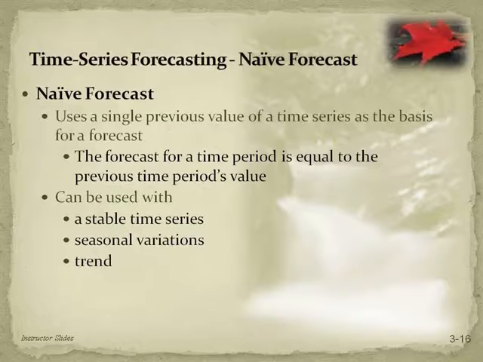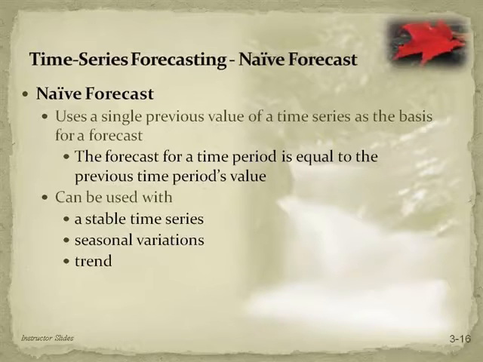Basically what it says is that the prediction, the forecast for the next time period, is going to be exactly what happened in the previous time period. So the forecast for the next time period is equal to the previous actual time period. That's the typical way that we do a naive forecast.